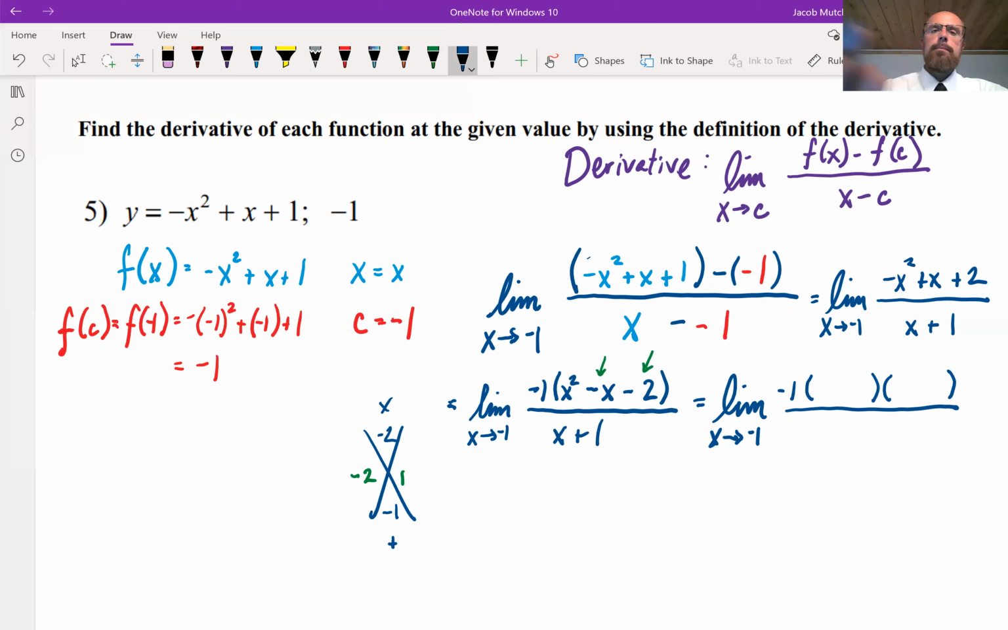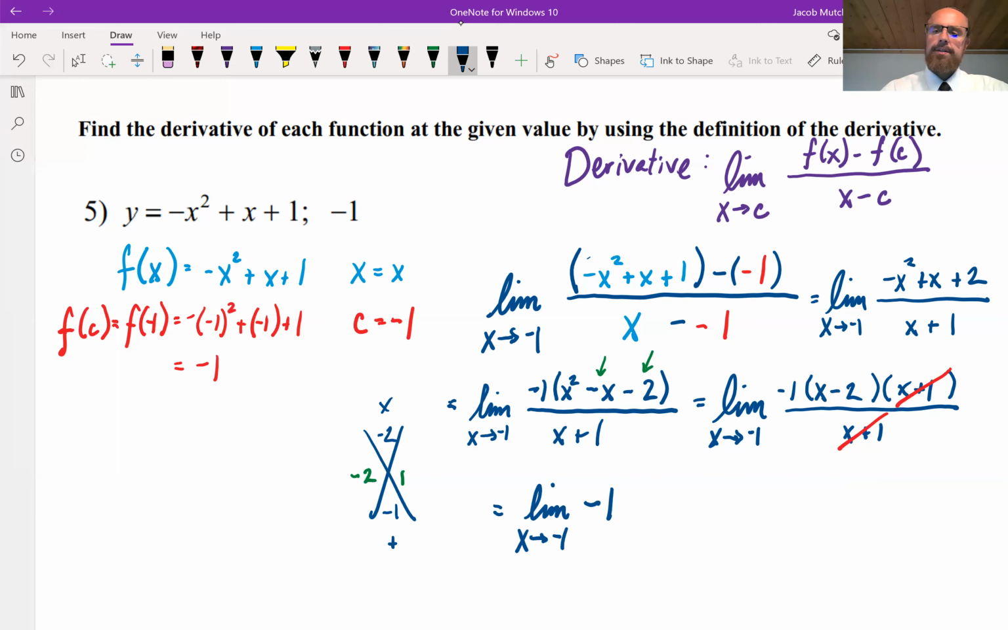So this becomes x minus 2 times x plus 1 over x plus 1. And that factorization reveals the cancellation. And that is going to be this common binomial x plus 1. Now we're ready to see what's left and then apply direct substitution to find the limit value, which again is going to be the slope of the tangent line to this quadratic at x equals -1.